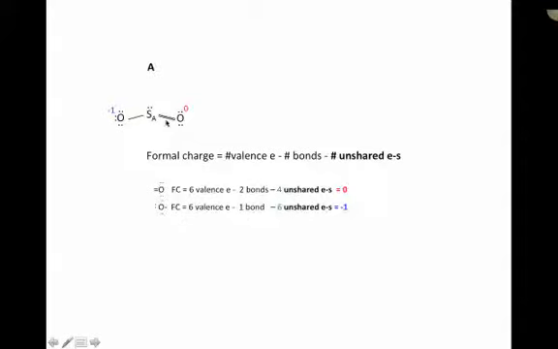So what's the formal charge of the sulfur? It's +1, 6 valence electrons minus 3 bonds minus 2 unshared electrons. And so that has a +1 charge, which works because this is +1 -1, and it's an overall neutral molecule.